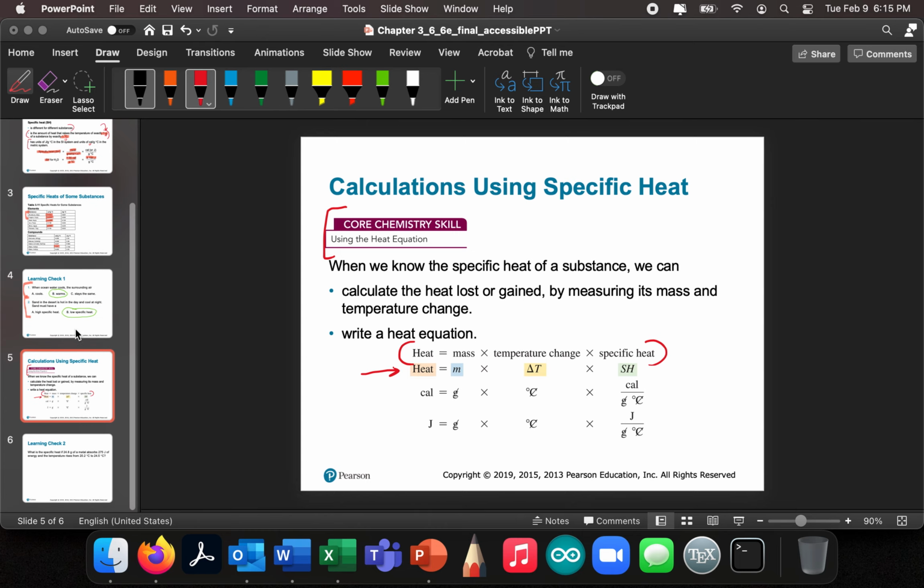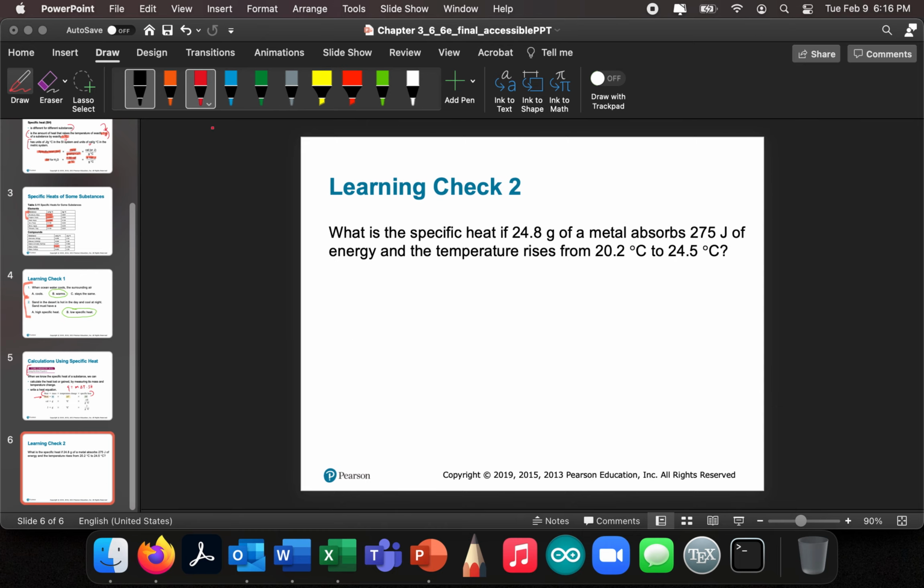So let's do a learning check. I'm going to actually write this out. Heat, I'm going to oftentimes use Q for heat, is equal to M delta T times specific heat. That's the formula we're going to use. Let's do a problem with that. I'm going to encourage you to pause the video and do this problem. We want to know what is the specific heat of a metal that requires that much energy to change the temperature that much. Pause the video and then come back and do this with me.